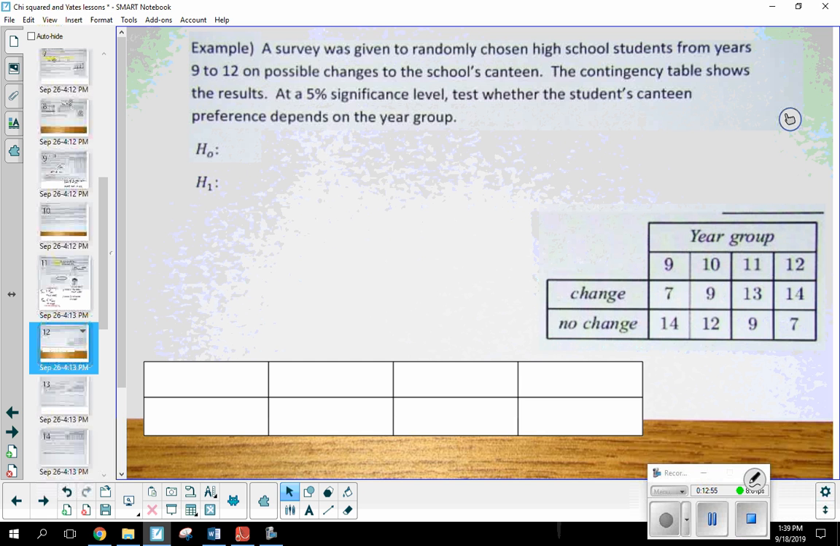And everybody knows what I'm talking about when I say canteen, right? Just making sure. Who said no? So what are we talking about when we say canteen? Yeah, the cafeteria. Good old cafeteria, our dining hall.